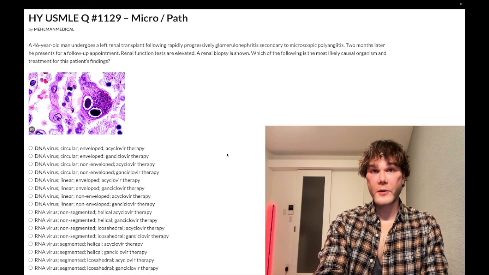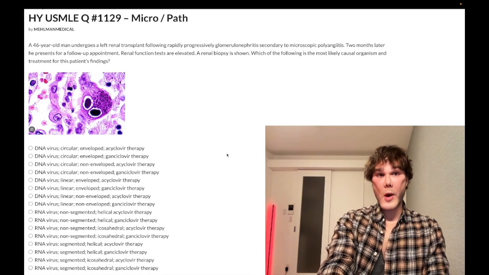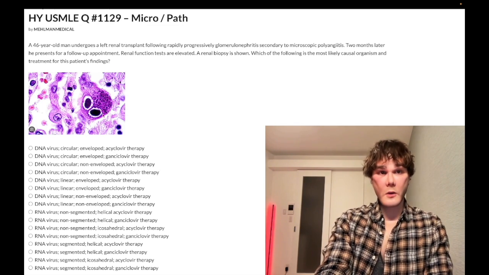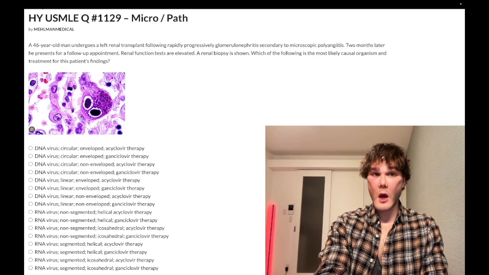How's it going, guys? Medium difficulty question for micropath for step one. You've got this dude who clearly has a CMV infection following a renal transplant. So you have the very buzzy owl eye appearance here. You got to know this image, very easy. And CMV is the most common organism transmitted via blood transfusions and organ transplants.